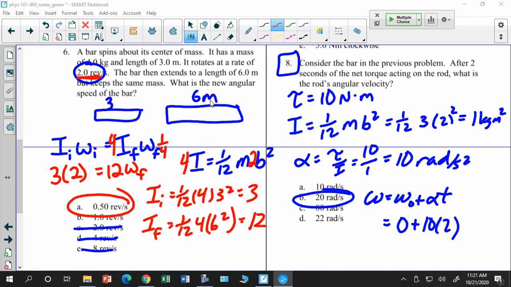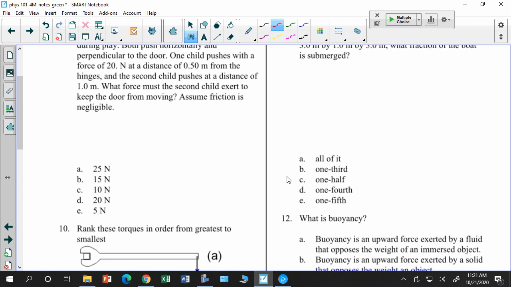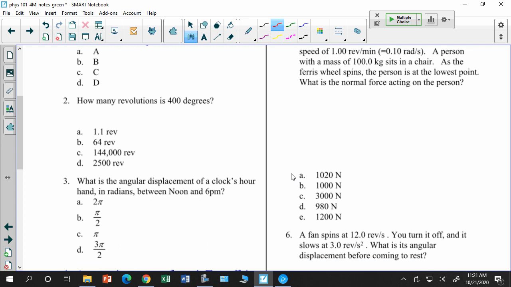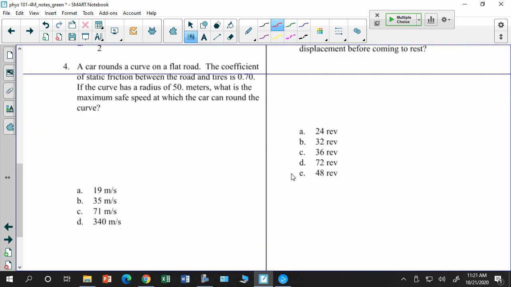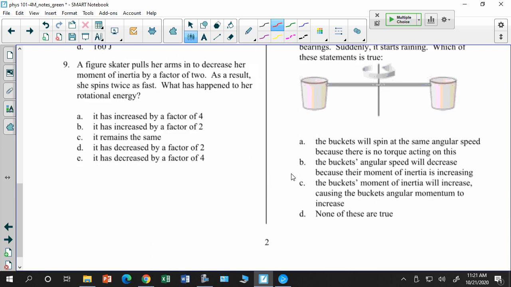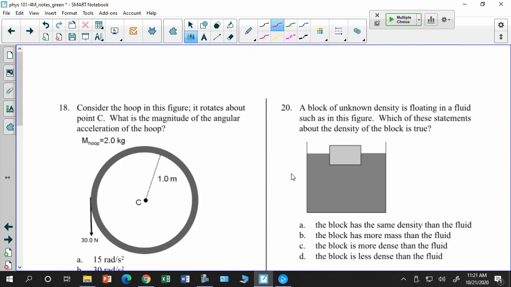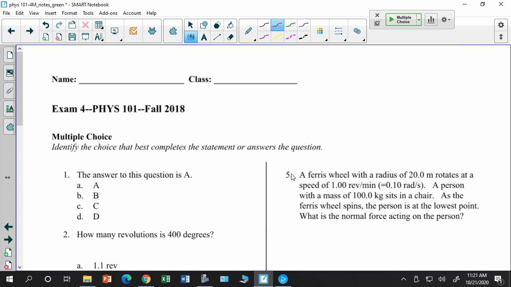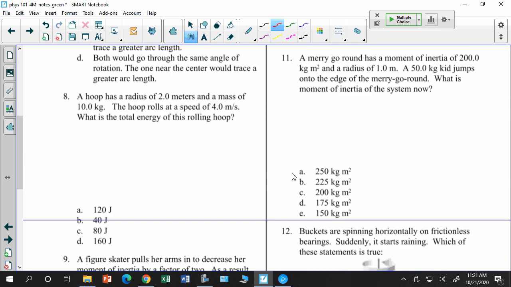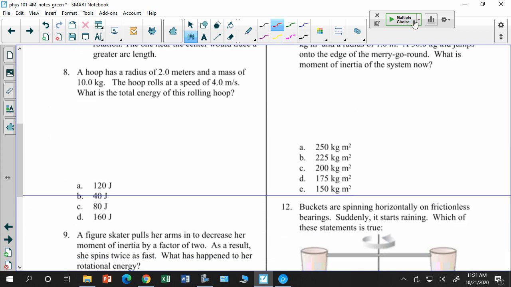That'll probably be our last one. Okay, let's just try this one. This one's an easy one, I think. I hope it's easy. Number 8, that's exam 4, fall 18.